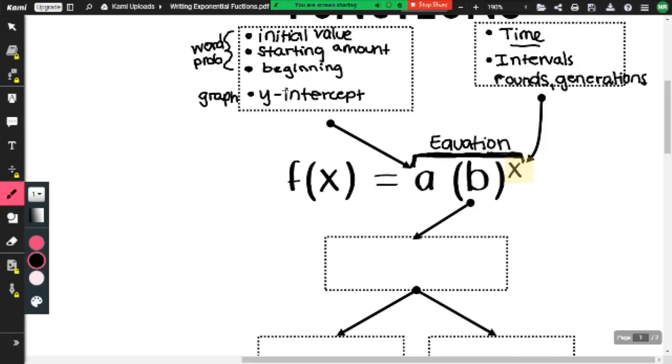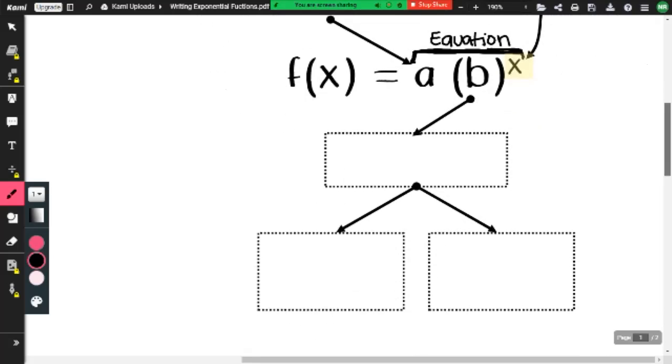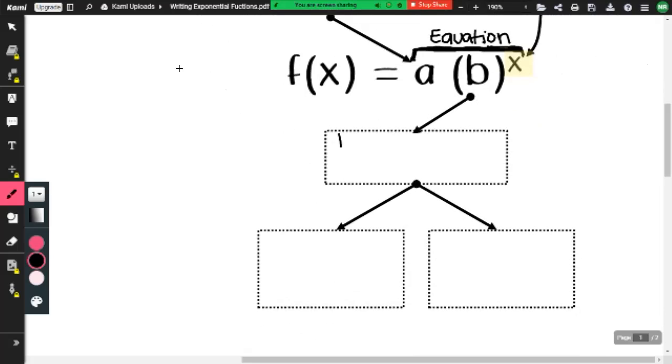B, what does B represent? B is called your factor, and your factor is also known as your multiplier. We call it the multiplier because that's the number that we are multiplying to get to the next value. We start at $1,000, but I'm multiplying it by so and so number every single time to get to my next one, where it's a multiplier.